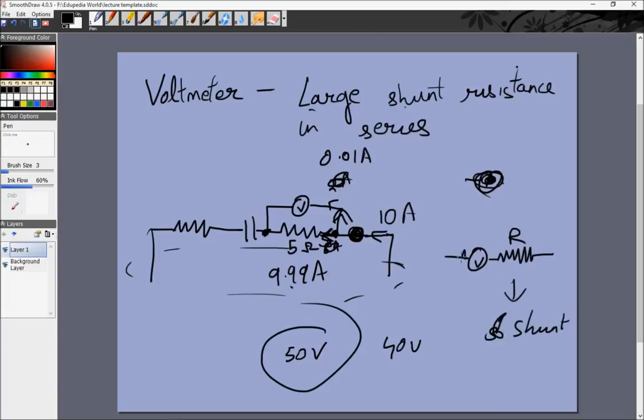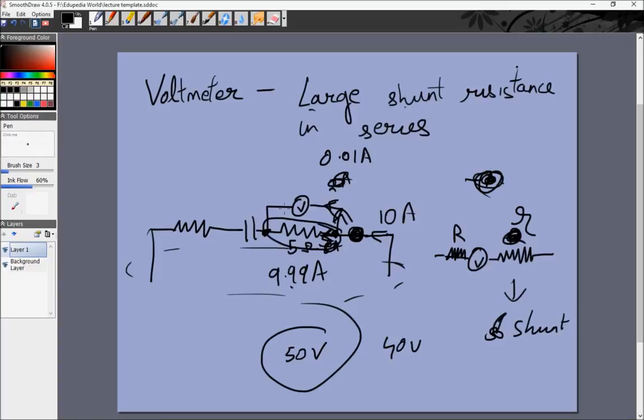I'll just use different terminology. This was R, the internal resistance of the voltmeter. You attach a large shunt resistance in series with it. Right. Once you've attached a large shunt resistance in series with the voltmeter, the net equivalent resistance of the voltmeter becomes very large, and it will absorb a very small amount of current flowing through it, and the potential difference across these 2 points will remain the same.